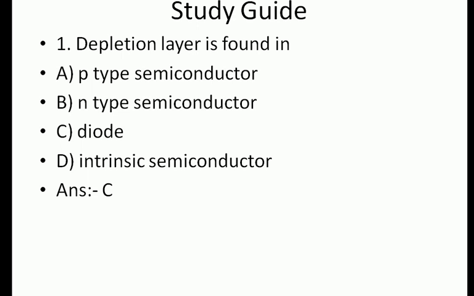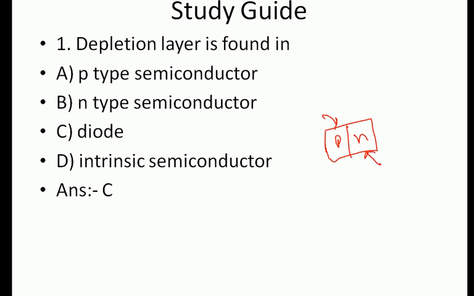The first question is: depletion layer is found in. What is a depletion layer? You already know. Whenever a PN type material is formed, this is the P and this is the N. In the P type material, the holes are the majority carriers, and in the N type material, the electrons are the majority carriers.